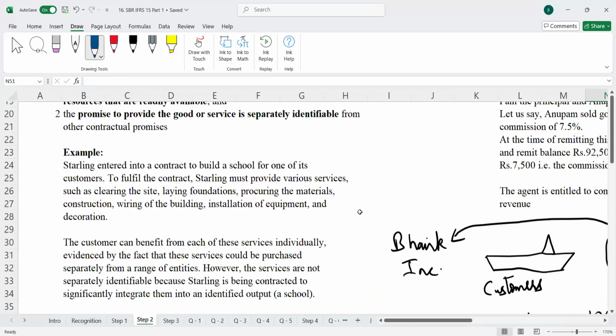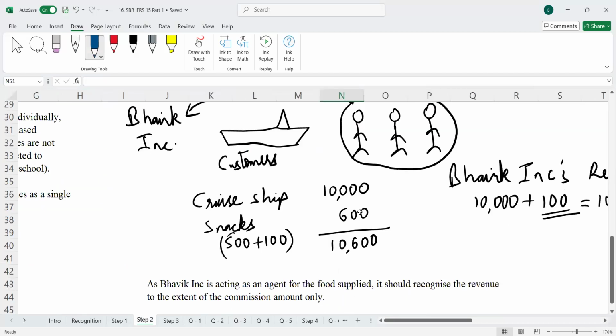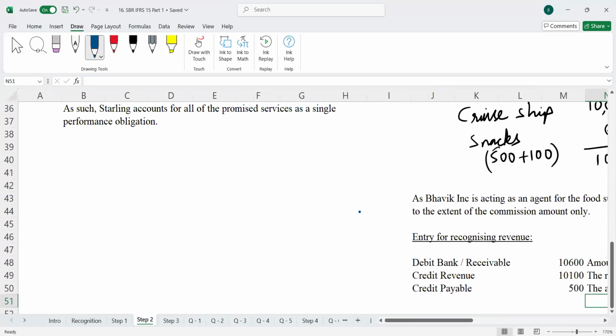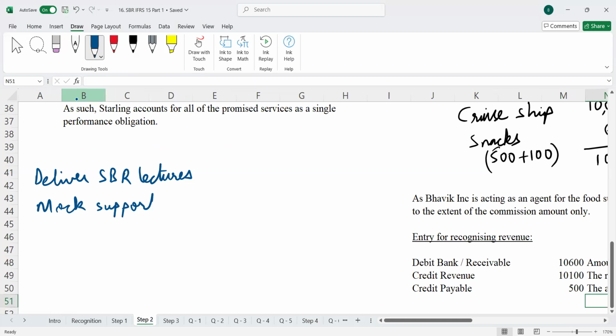For example, let us say in our scenario over here, what is my performance obligation? I have one performance obligation, which is to deliver SBR lectures. I actually have another performance obligation as well: provide mock support. So here I have two performance obligations. The first one is delivering SBR lectures. The second one is providing mock support. This is how we will be identifying them.